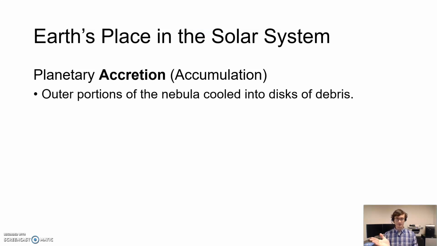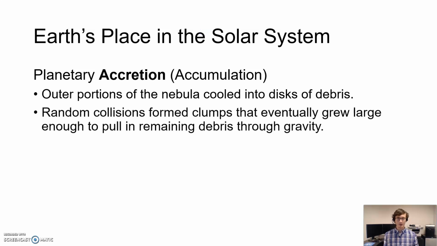So as the outer portions of the nebula cool into this disk, the center, remember, is where the sun is, so we have the cooler outer portion. There are these random collisions, essentially.